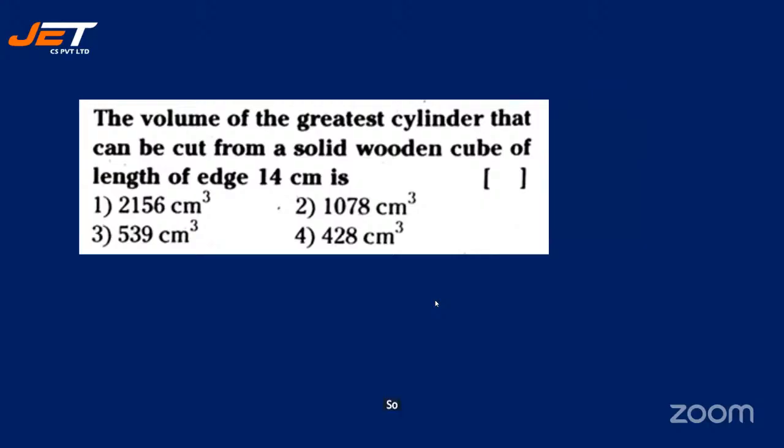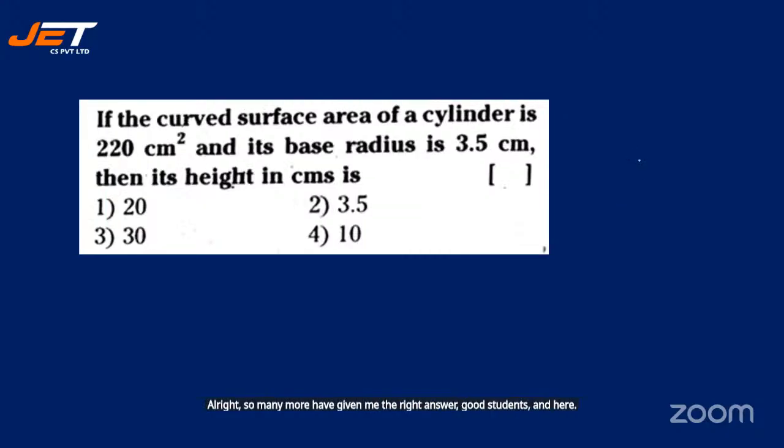So here I have Rakshita, Navatej, Ashvita, Shruti, Meenakshi, Jansi, Shailaja, Lavanya, Supriya, Madhupriya, Vasant, Smita, Hari, Sharanya, Tejashri, Lavanya. All right, so many more have given me the right answer. Good students, and here the answer is 2156 centimeter cube.